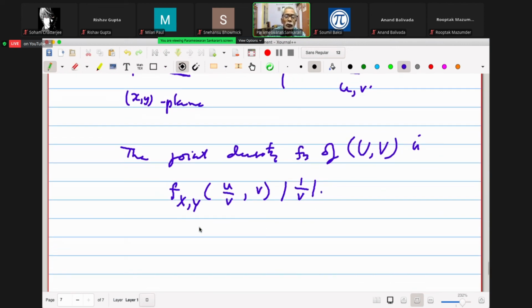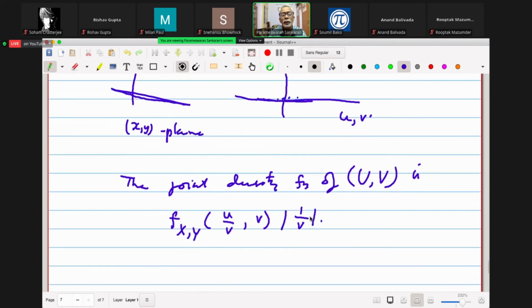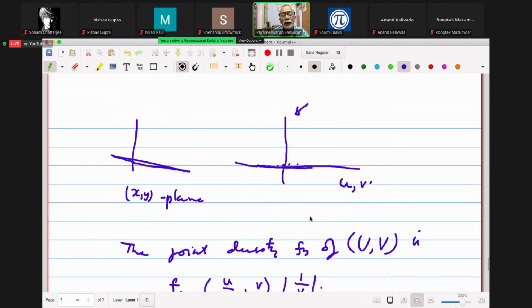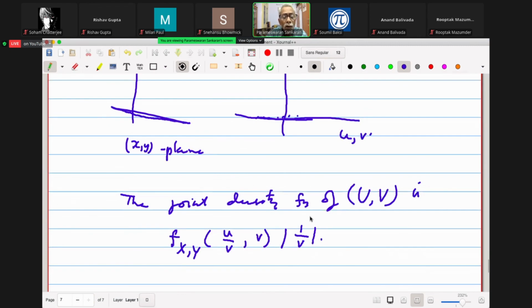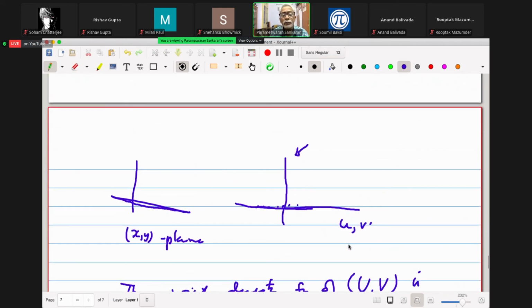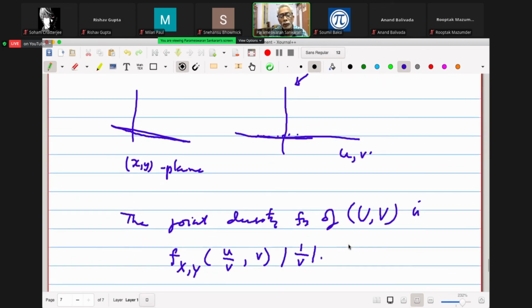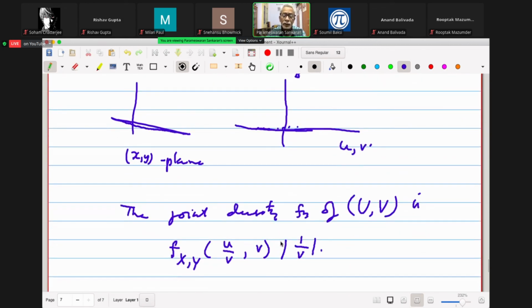So this is the main thing. It could be that v is negative. You see, f of x comma y is always non-negative, or essentially non-negative. Anyway, we assume things are continuous, then it is always non-negative. This 1 by v, however, can be negative. If y is negative, then since y equals v, this will be negative. So I need to have the absolute value. This is the main thing.